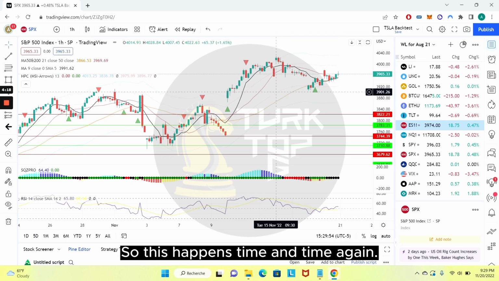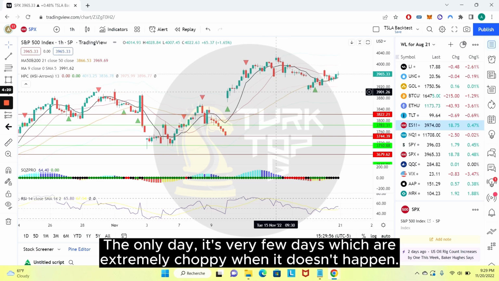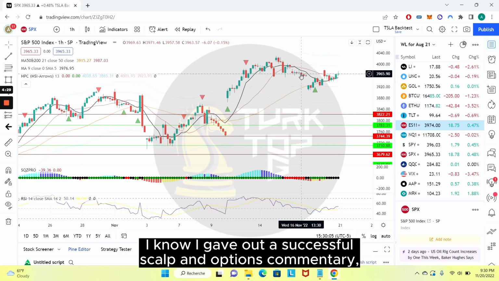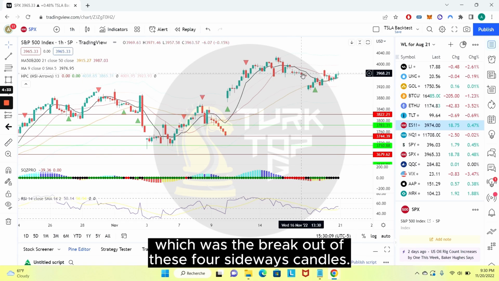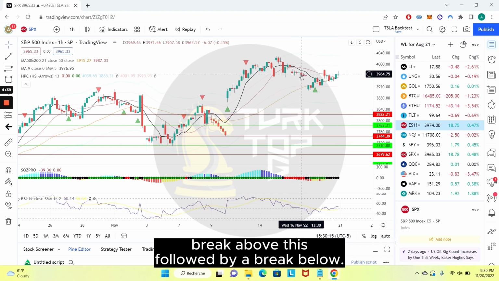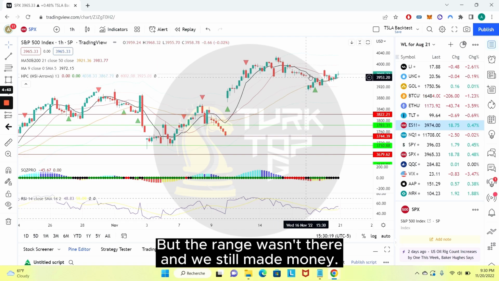So this happens time and time again. There are very few days, the extremely choppy ones, where it doesn't happen. Wednesday of last week was a difficult case. I gave out a successful scalp in the options commentary, which was the breakout of these 3 or 4 sideways candles, and I suggested a break above, followed by a break below. But the range wasn't there and we still made money.